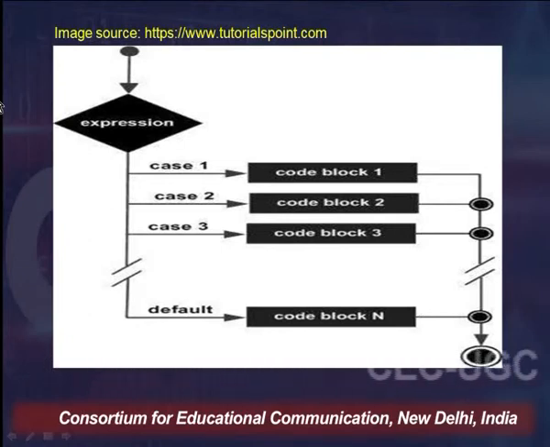So taking the value of the expression, if that is equal to 1, code block 1 is executed. If that is equal to 2, code block 2 is executed, and so on. And if none of the values is satisfied, or does not pass the equality test, then the default statement is executed, and the code block, shown as code block n here, will be executed in case of the default statement.